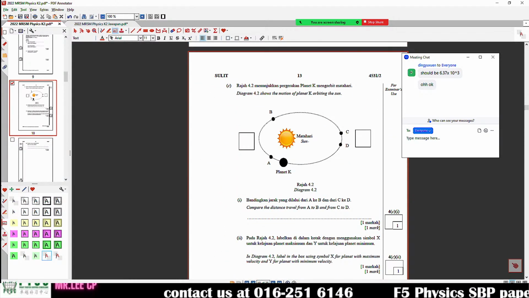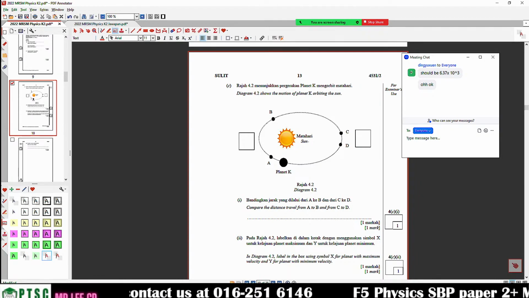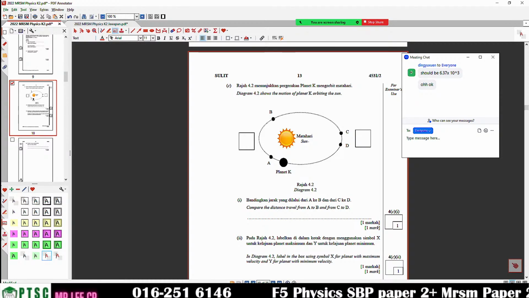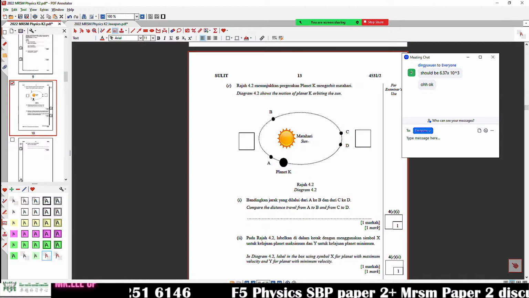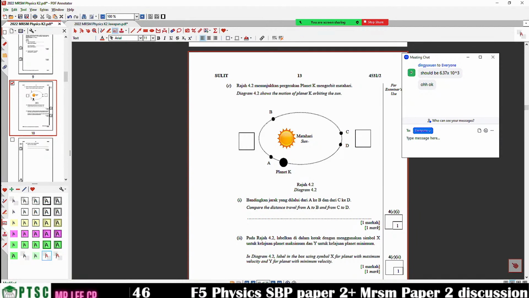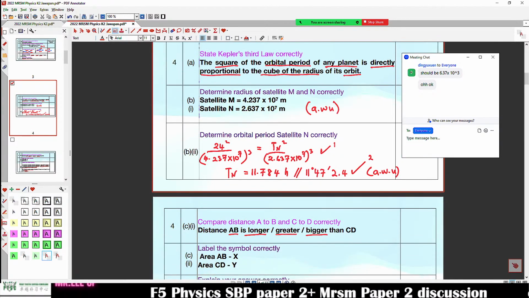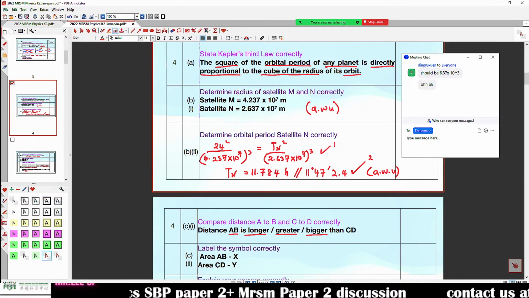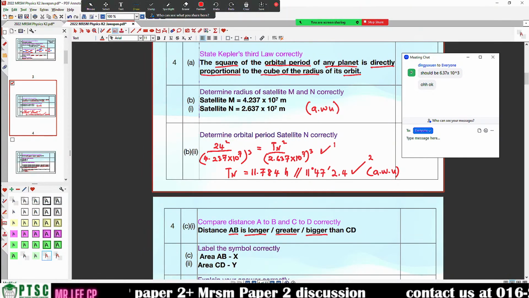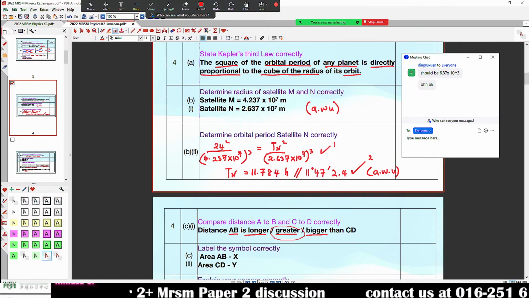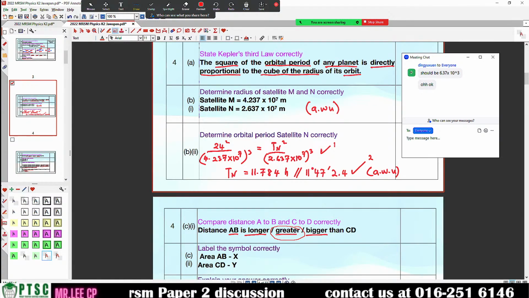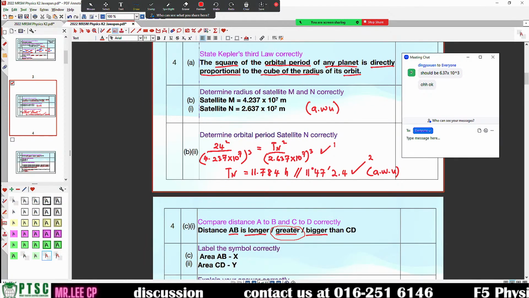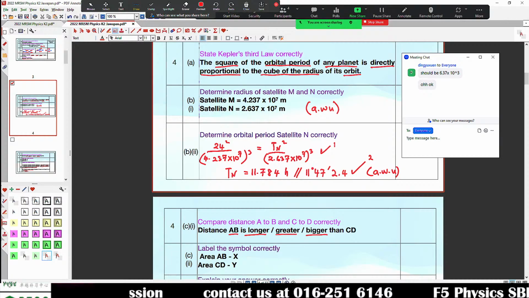Okay. Compare the distance traveled from A to B and C to D. Distance here and distance here. Compare. Which one more? AB further or CD further? Answer is AB is longer, right? Greater than CD. Always, if you don't know which one is better, always use greater. No matter if it is mass, force, or whatever it is, you use greater, it is always correct.